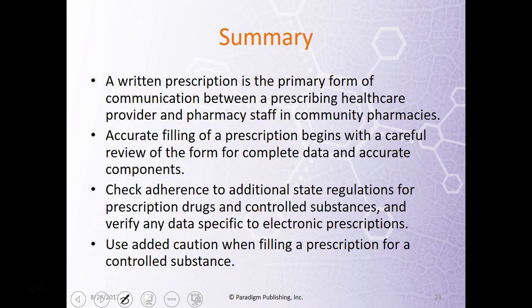So in summary, for Lab 6 in your textbook, a written prescription is the primary form of communication between a prescribing healthcare provider and the pharmacy staff. Accurate filling of a prescription begins with careful review of the form for complete data and accurate components. Check adherence to additional state regulations for prescription drugs and controlled substances and verify any data specific to electronic prescriptions. And use added caution when filling a prescription for a controlled substance.